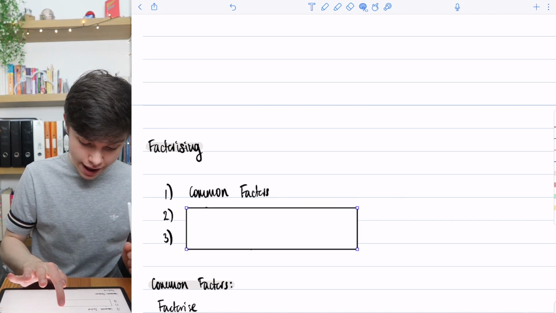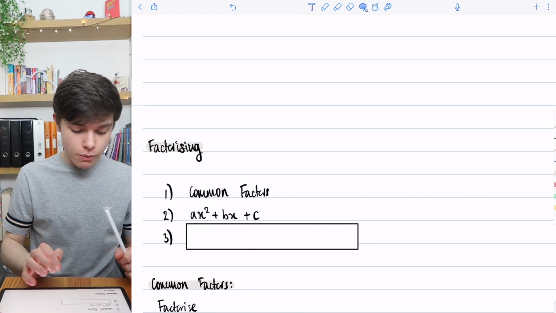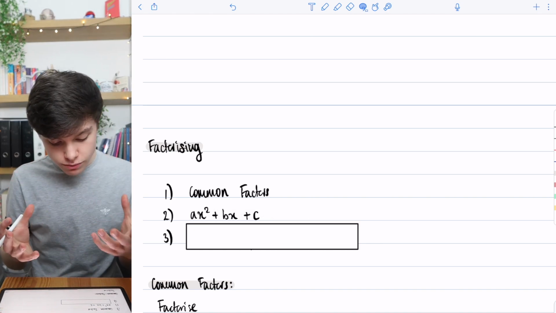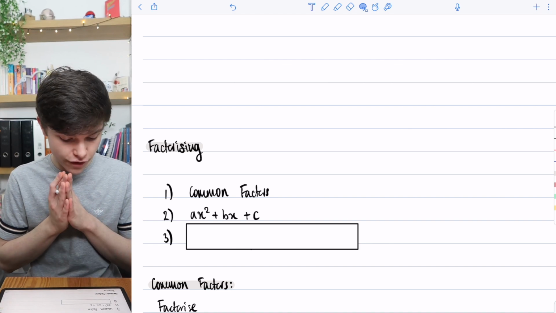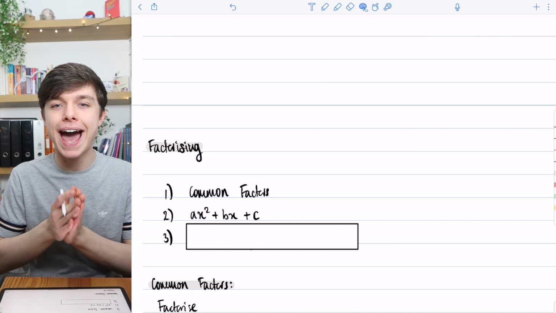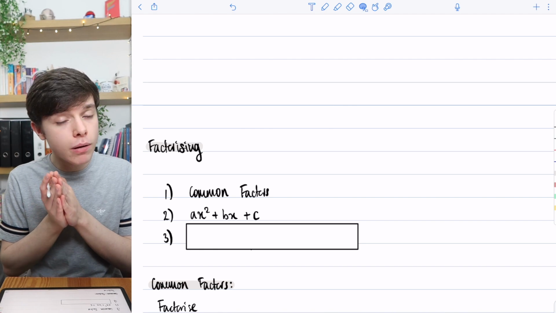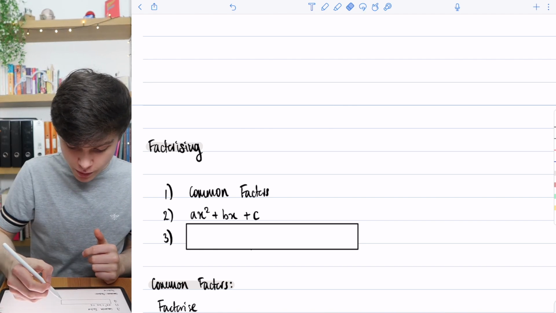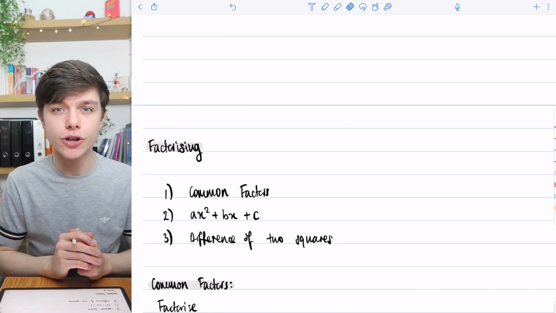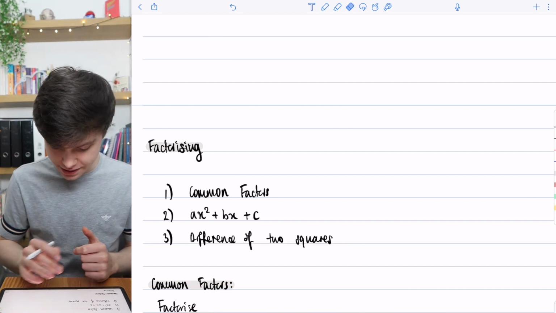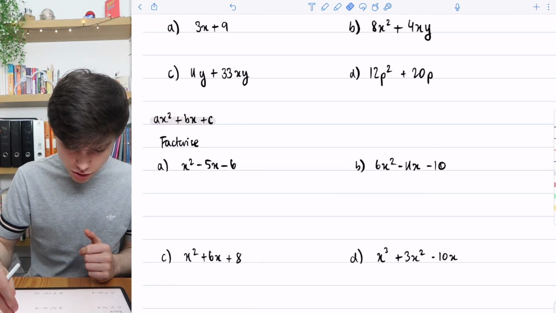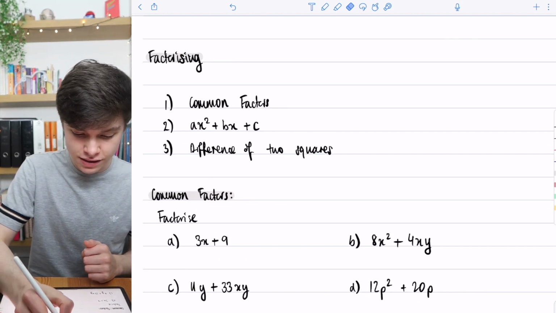The next way we can factorise is when we've got quadratics in the form ax squared plus bx plus c. And you probably know the method of that, we'll refresh it in a moment. Then the third way, we can get rid of this box now, is to look at the difference of 2 squares. And I think I have an example of the difference of 2 squares. Oh no, I don't, so we'll have a look at that at the end.